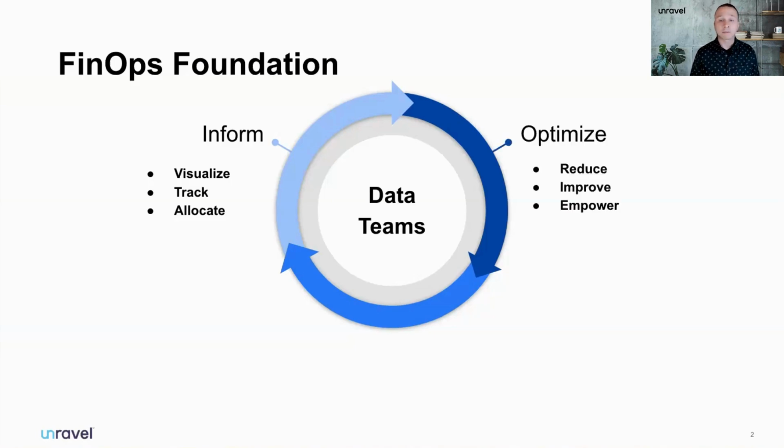Next up, optimize. When organizations get to this phase, the focus then shifts to efficiency. Now that we have an idea in the inform stage of where costs are being driven, was it a particular user? Was it a particular project or cost center? And now we're starting to get that information in. Optimize is all about the efficiency.